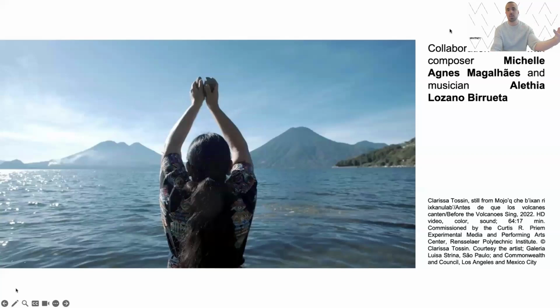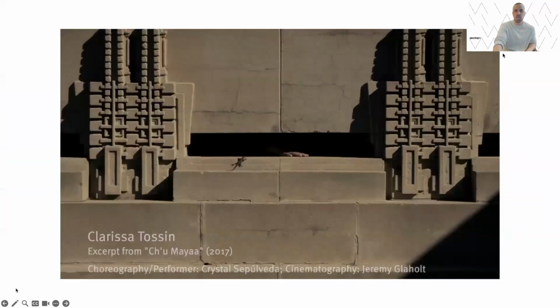Came into being because they had to figure out a way to play these instruments, and they had to figure out what to play with those instruments. I also mentioned the architectural part, right? So that historical record is not just through sound, not just through music, but also through actual architectural spaces that are being explored by Clarissa Tossin.